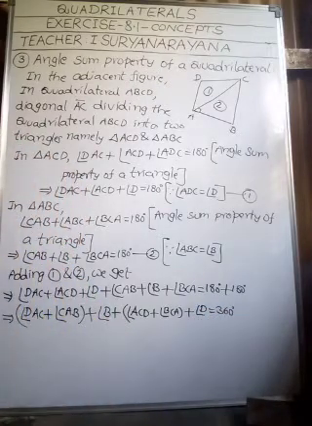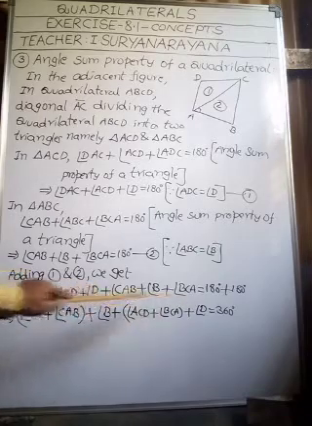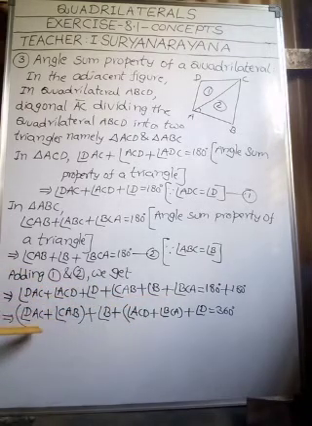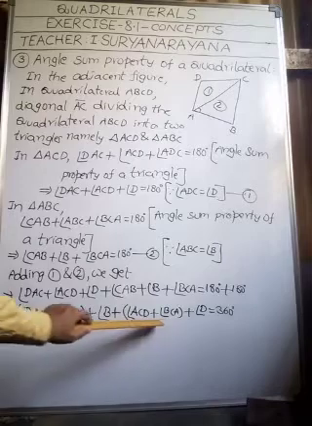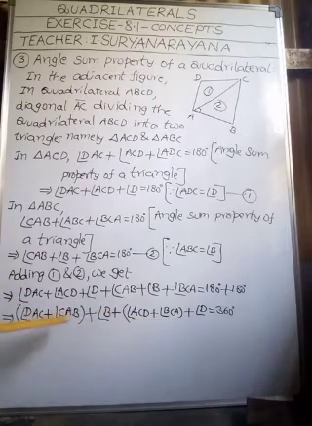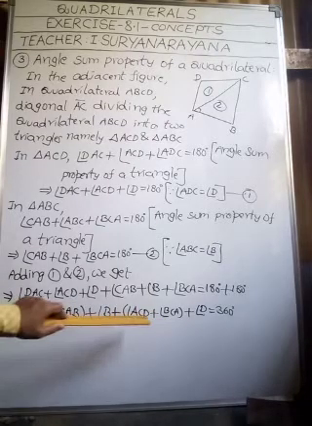Okay, my children. I rearranged these terms. I made some groups. Here one group, here also one group. I made these two groups. Okay, my children, understood this step? Right.